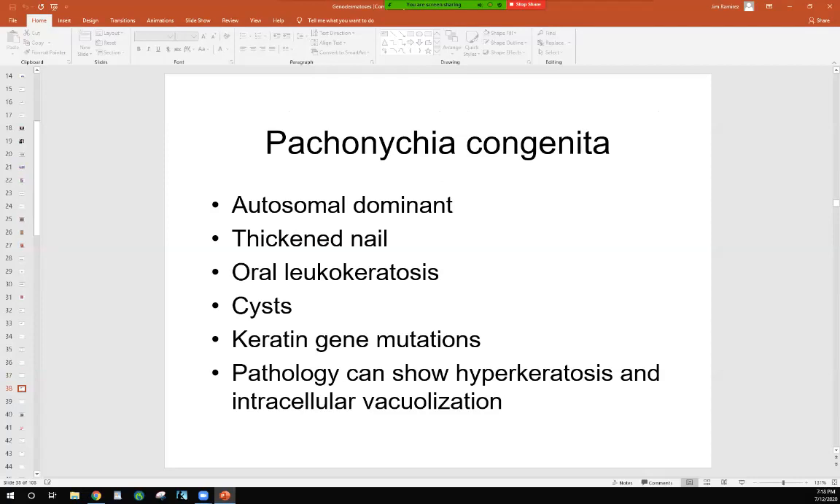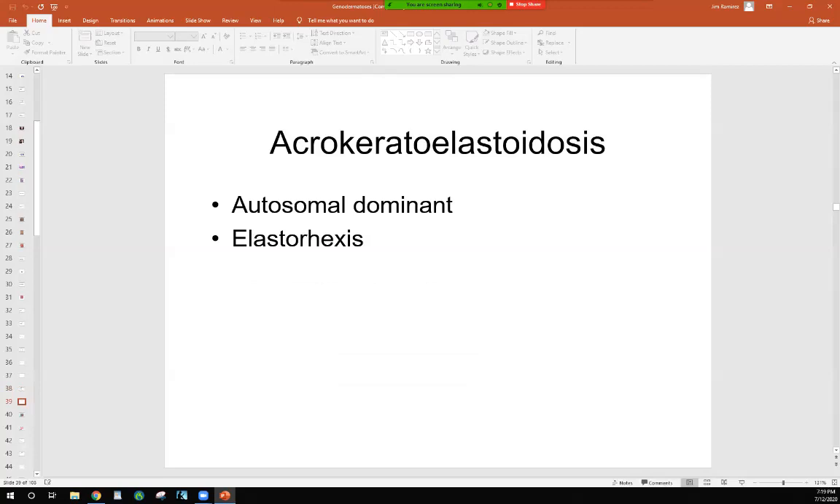All right, I'm going to keep talking about pachyonychia congenita. I'm not going to say a whole lot about this, just to tell you that the pathology can show some hyperkeratosis and intracellular vacuolization. Again, no slide for this one. The pathology is not really all that 100% specific, so I don't think they would ever show a slide of this and expect you to answer what it is. This is something they could, though.